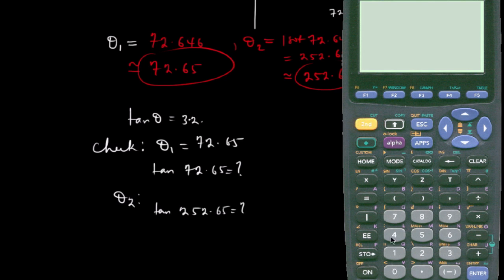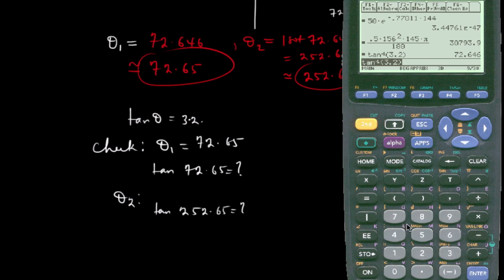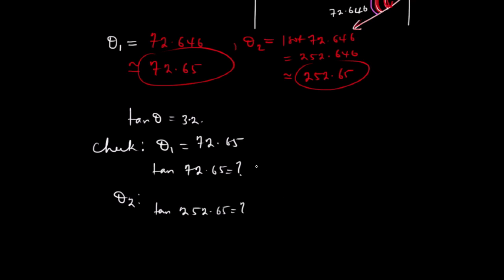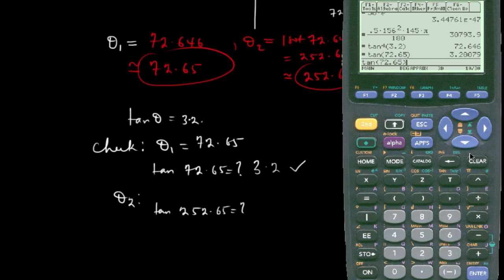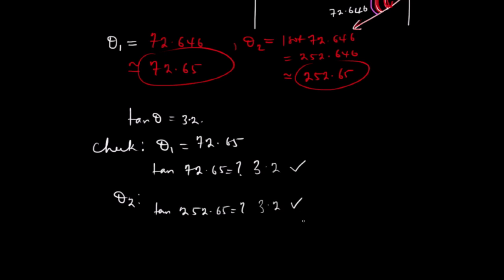So let's use our calculator. We go to on. Let's find the tangent. Second function, tan of 72.65. So that gives us what? You can see we obtained 3.222 something, and that's going to be 3.2. So this is correct. The next one is 252.65. Let's clean this and enter 252.65. We obtained the same thing, 3.222 something. So that is 3.2, and that's correct.